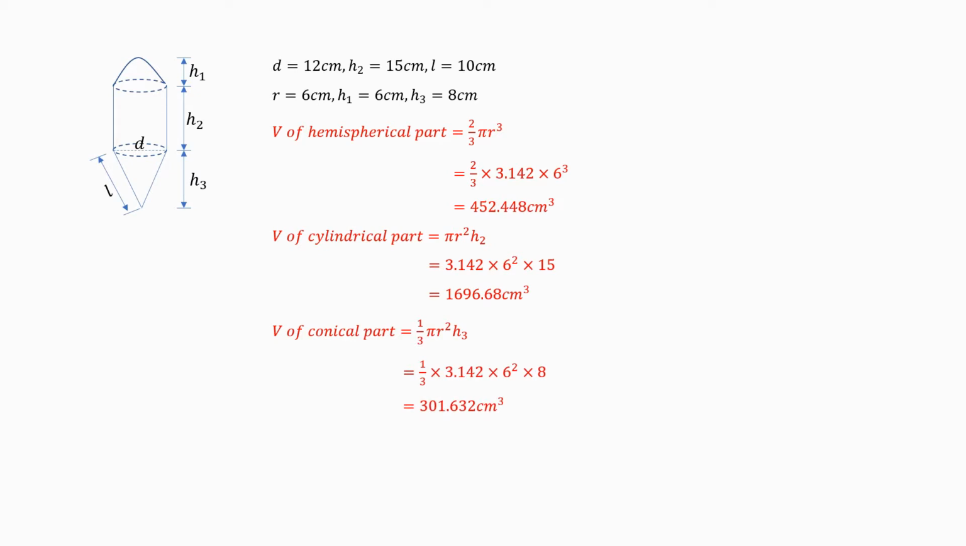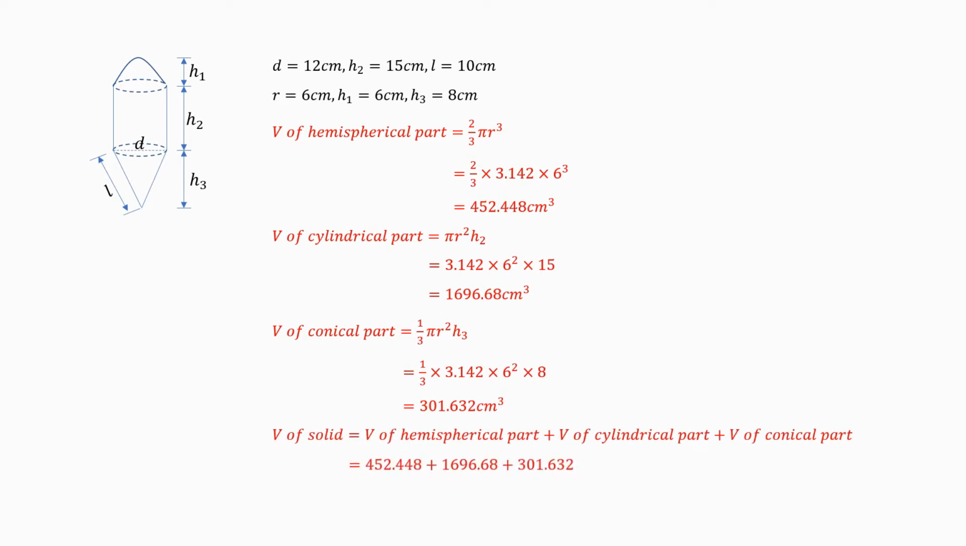301.632. So the volume of the solid is the summation of the volumes of the various parts, which is 452.448 plus 1696.68 plus 301.632, and the total is 2450.76. To 1 decimal place, it is approximately 2450.8 cubic centimeters.